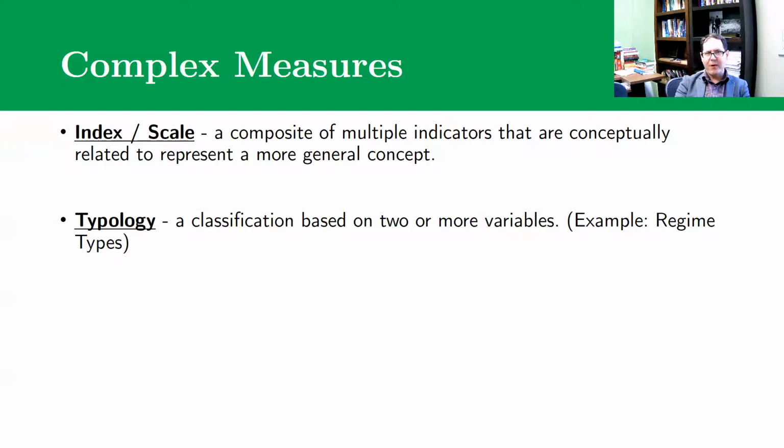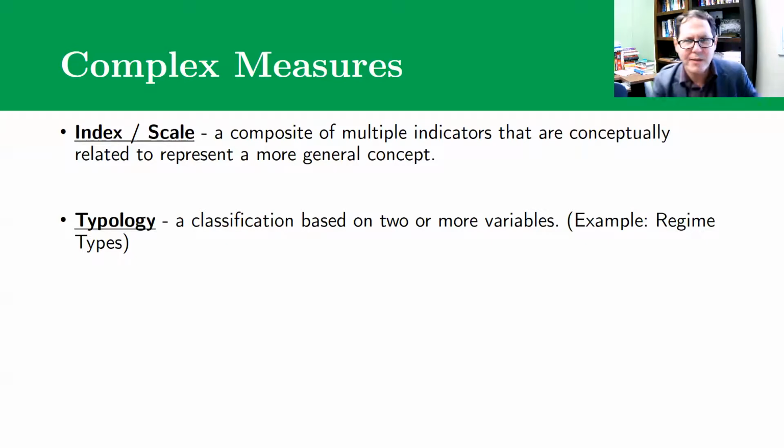So we can do a lot with index variables and scale variables, and particularly in the social sciences, the concepts we're interested in oftentimes don't have easy ways to measure them. We tend to rely on these kinds of measures a lot.